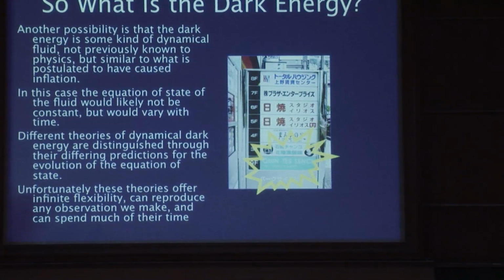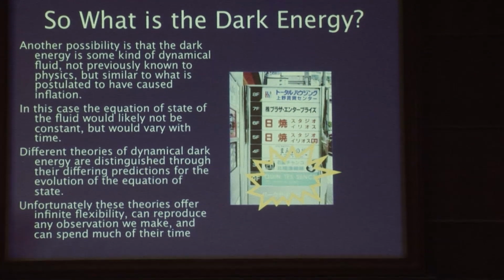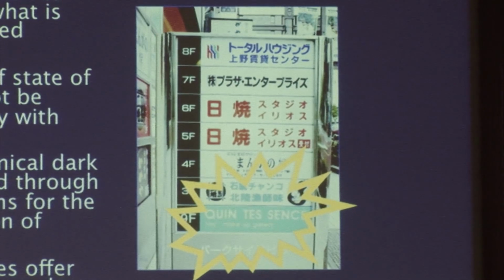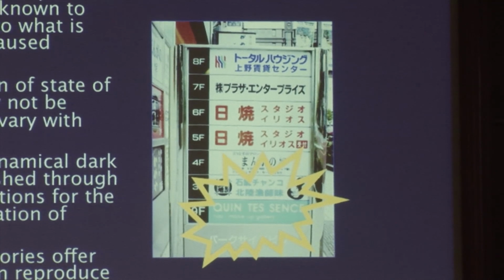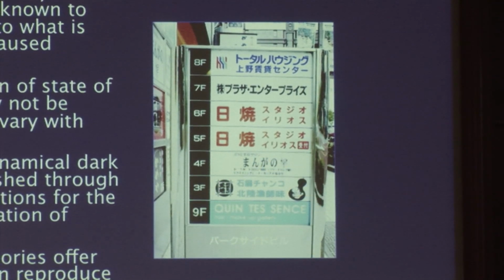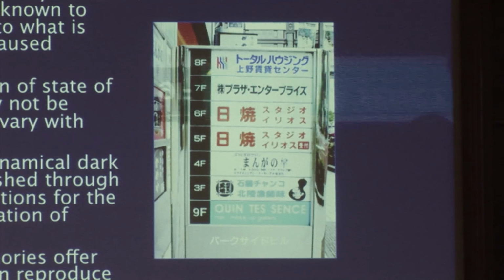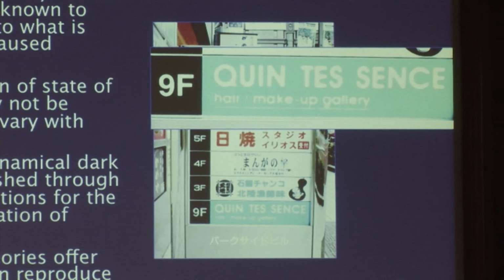So a long time ago, I was wandering around in Tokyo, and I had always thought that quintessence was invented, well, depending on your version, either in Germany or by Paul Steinhardt. But I realized it was actually invented in Japan by cosmetologists, where you see a hair and makeup gallery was there at the time.